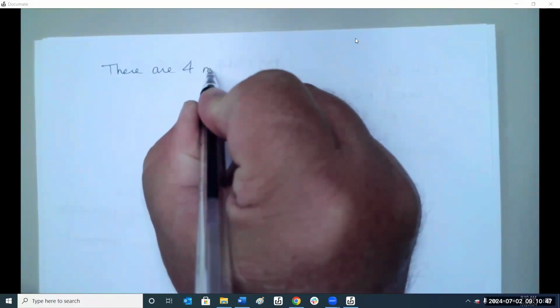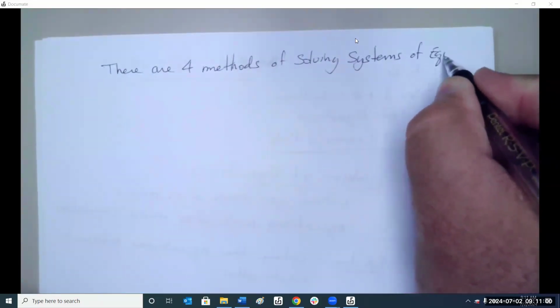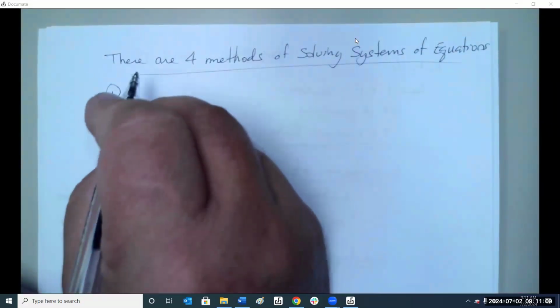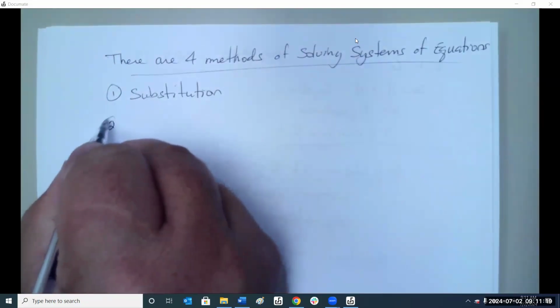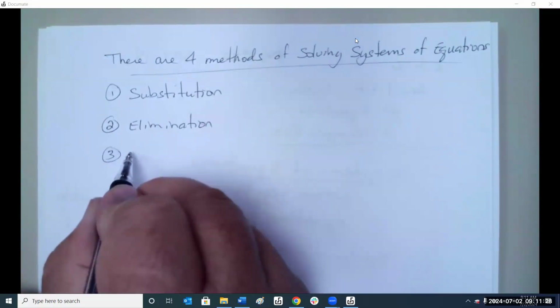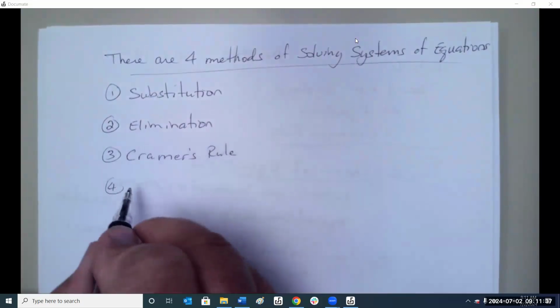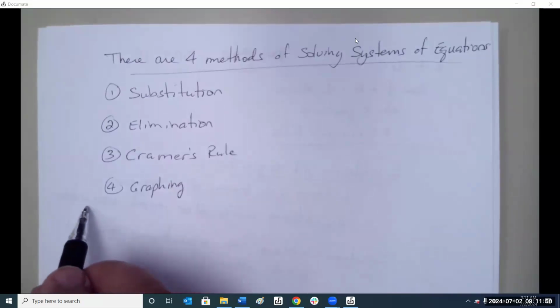There are four methods of solving systems of equations. The first method is called substitution. The second method is called elimination. The third method is called Cramer's rule. And the fourth one is graphing. I put that one last because, unless your graph is perfect, it's the least accurate of them all. All right, but we'll start with this one.